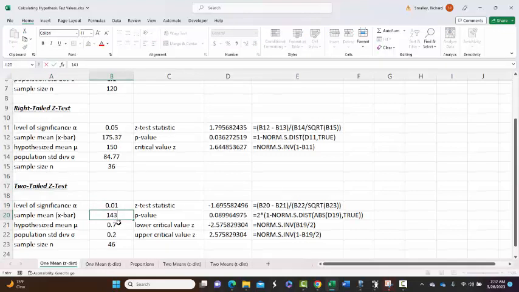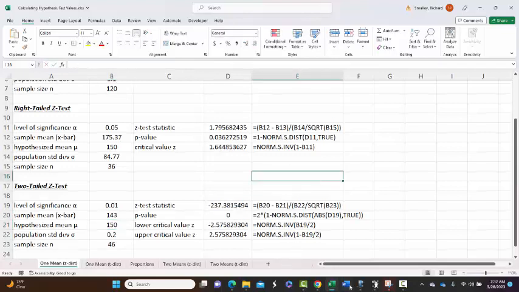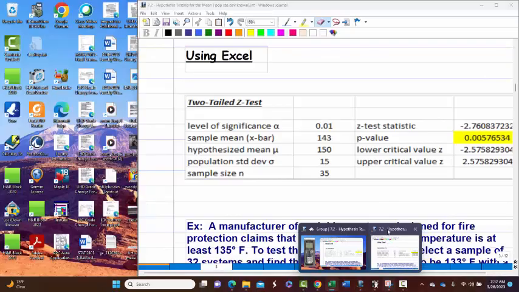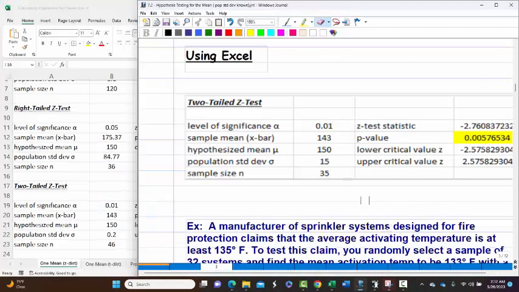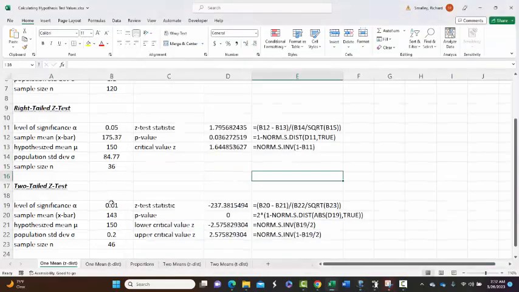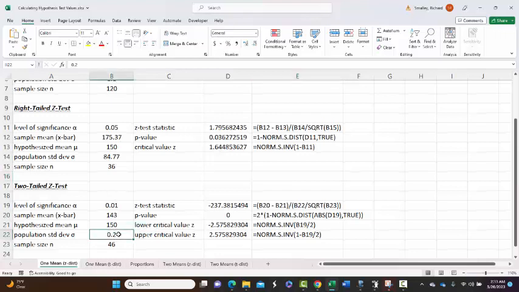Sample mean, I believe, was 143. The hypothesized mean that we're testing against is 150. Standard deviation, I forgot that one. I believe the sample size was 35. There it is, 15 and 35. And there's your p-value, 0.0058, rounded. And then we'll need these critical values. There's the test statistic, if it's asking for that.